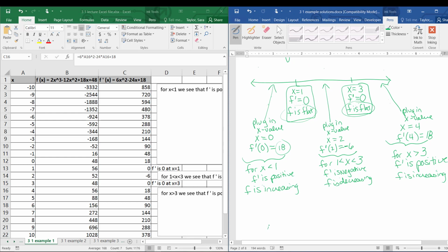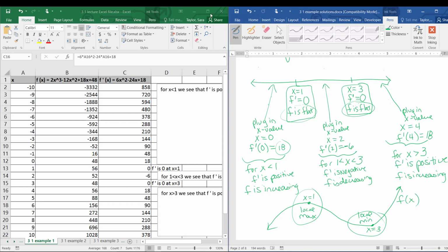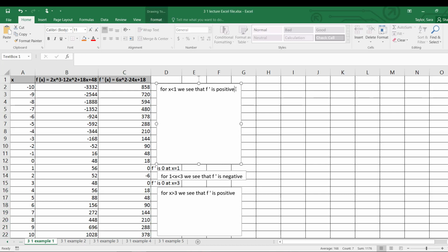So it must look like this. Increasing, then flat at x equals 1, then decreasing, then flat at x equals 3, then increasing. So f of x seems to look like this. It's got a local max at x equals 1 because the derivative changed from positive to negative at x equals 1. It's got a local min at x equals 3 because the derivative changed from negative to positive at x equals 3. In Excel, in my little text boxes, I could write all these conclusions.